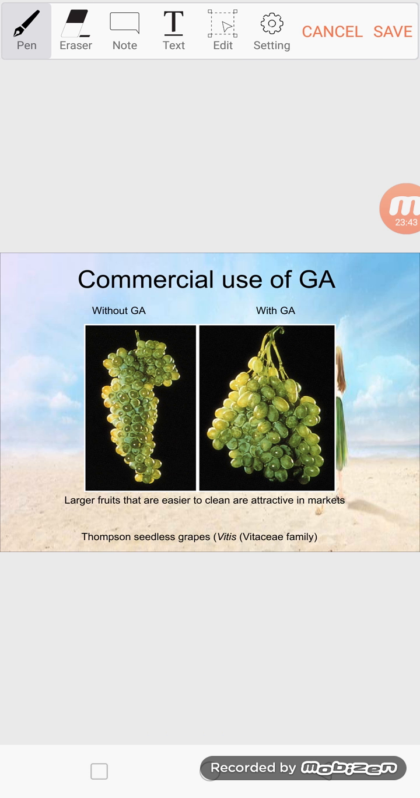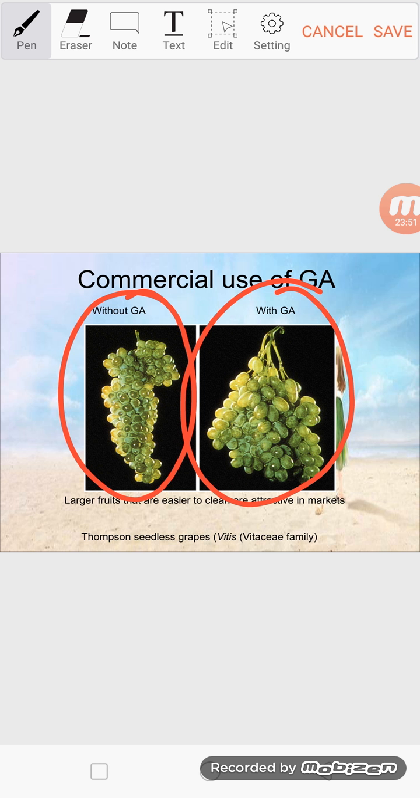Okay, kalau yang belah kiri ni, we know that it is without the GA. Okay, so without GA, kalau dengan with GA. So kalau yang dengan with GA ni lah yang hormon kita bagi ni, gibberellic acid ataupun gibberellins. So they produce shinier, larger, nampak macam sedap lagi grapes. Okay.